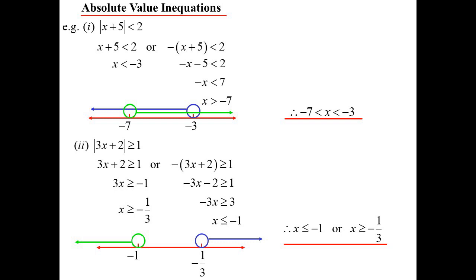Again, I could pick a number. 0, I mean 0 is so easy to substitute. If you can use it, use it. If I sub 0 into this, 2 is greater than or equal to 1. Yes, yes it is. So I must be on the right hand side of the negative third. I'm on the outside of these 2 points.